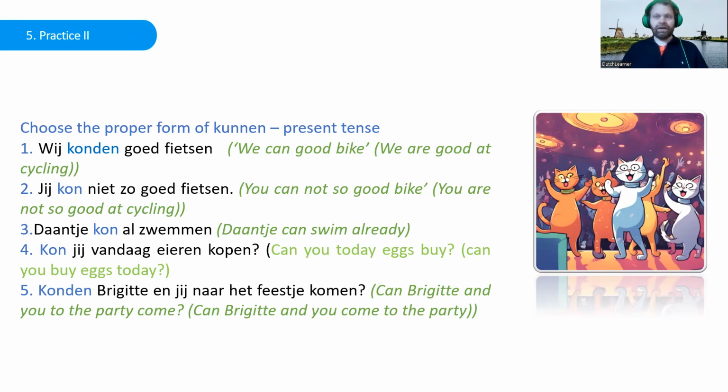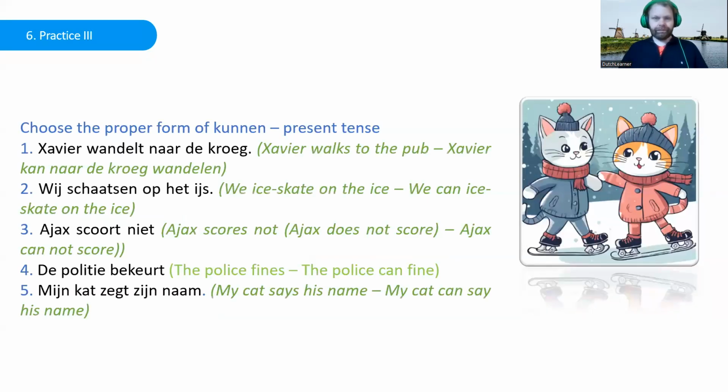Okay, laatste oefening, last exercise. Here we have a sentence. Xavier wandelt naar de kroeg. The next sentence. Wij schaatsen op het ijs. Ajax scoort niet. De politie bekeurt. En mijn kat zegt zijn naam. Got a translation there. And what we want is instead of saying, for example, de politie bekeurt, the police fines, so they hand out fines, we want to say the police can fine. How would we say this in Dutch? So, give it a try now.